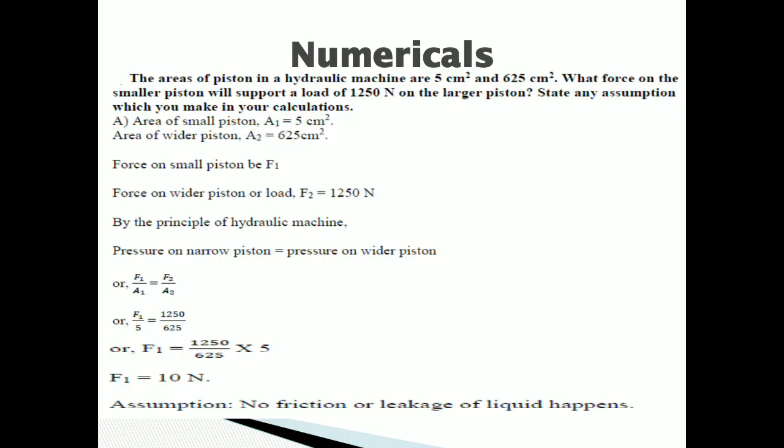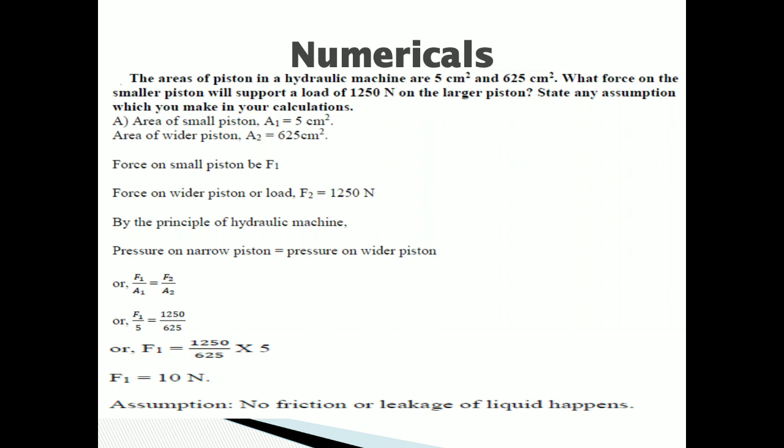Next one, areas of the pistons of a hydraulic machine have been given: 5 centimeter square and 625 centimeter square. Now 5 centimeter square is the input piston's area, and 625 centimeter square is the output piston's area. What force must be applied to the smaller piston, which will support a load of 1250 Newton on the larger piston? Means 1250 Newton load has been kept on the larger piston. We have to move this upwards. For moving it upwards, what force we must provide, that we have to find out.